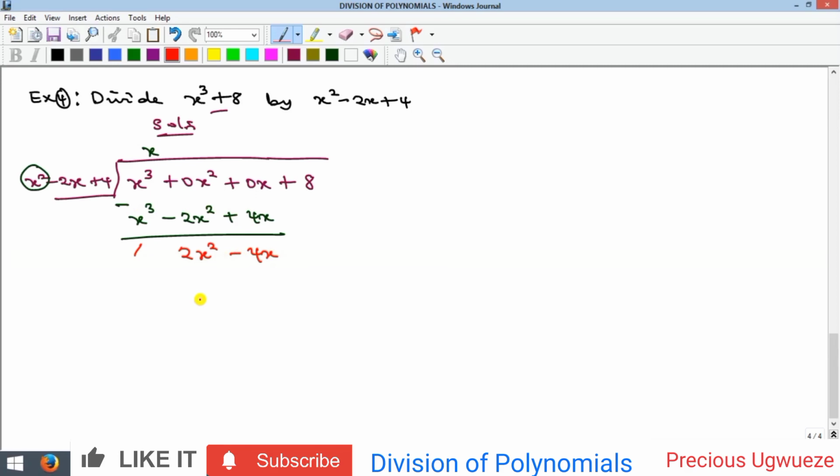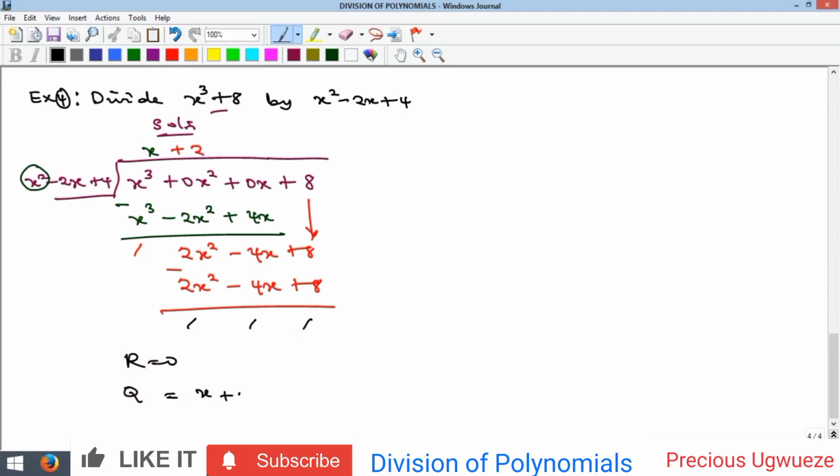And then we'll try to divide again. x squared divide 2x squared is just going to give us 2. And then we multiply. So we have plus 2x squared. And then we have here minus 4x. That's if 2 multiplies this. And then 2 times 4 will give us 8. And if we bring down this and subtract now to look for a remainder, you will see that this is 0, 0, 0. So there is no remainder. It means remainder here is 0, and then our quotient is simply equal to x plus 2.